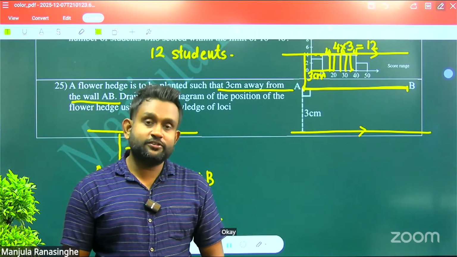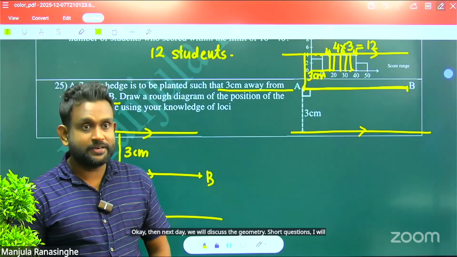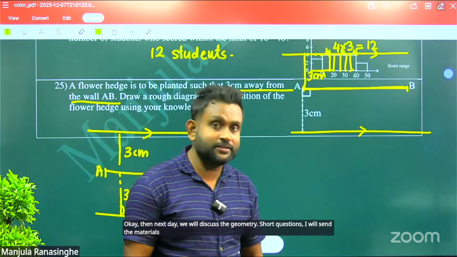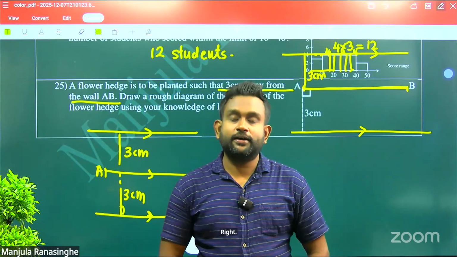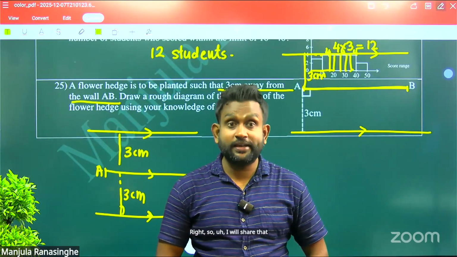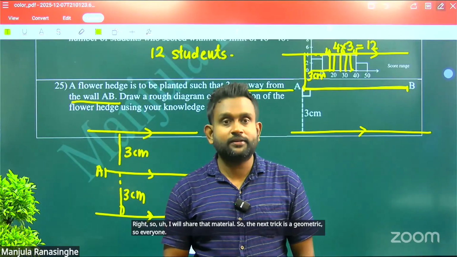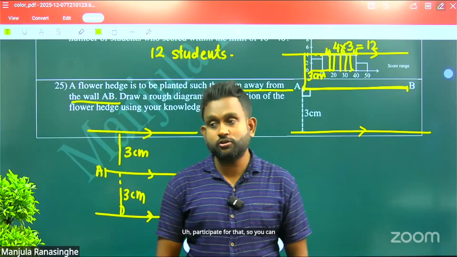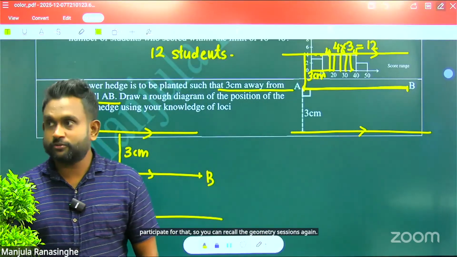Then the next day we will discuss the geometry short questions. I will send the materials. Then the next day is the geometry second paper-oriented questions, and I will share that material. So next week is a geometry week, so everyone participate, so you can recall the geometry sessions again. Okay, any questions to ask?